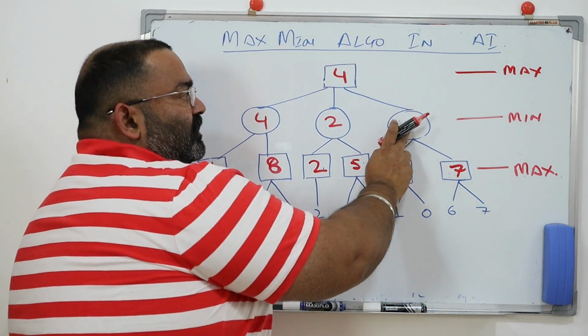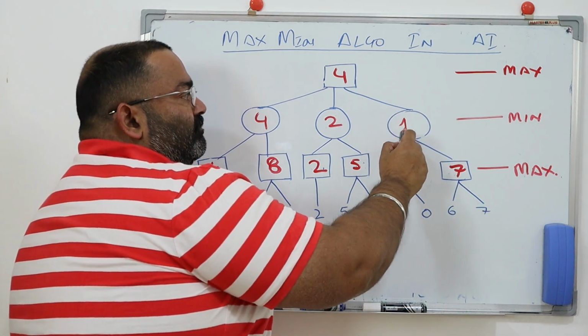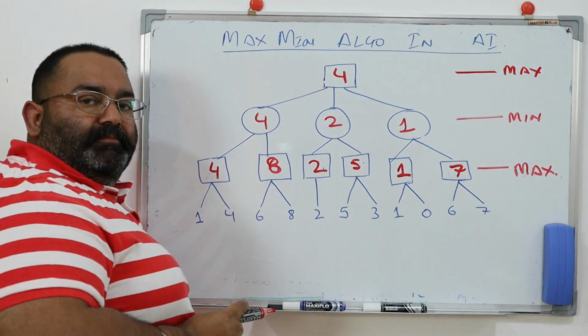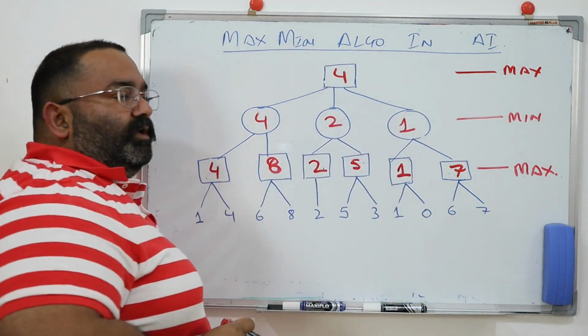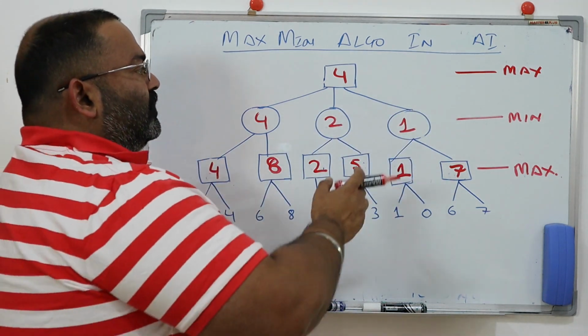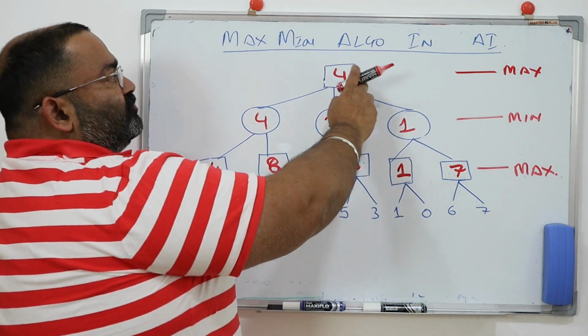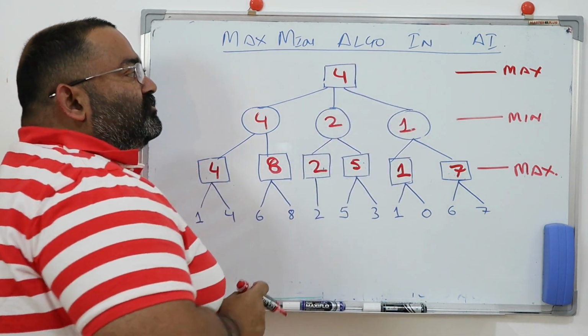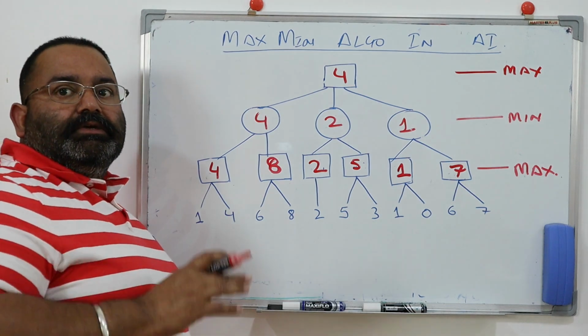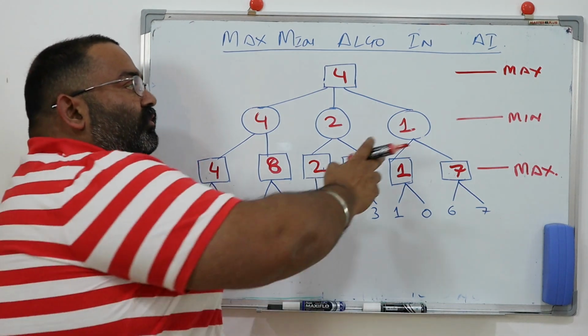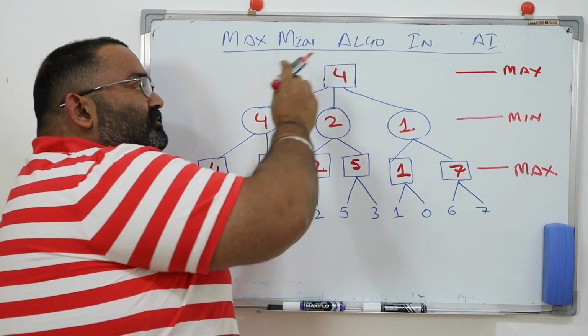1 is minimum. So 1 goes here. Okay. And then in the end, I will compare this 1 with 4. So which is maximum? 4 is maximum. Okay. So 1 remains here and 4 remains here.